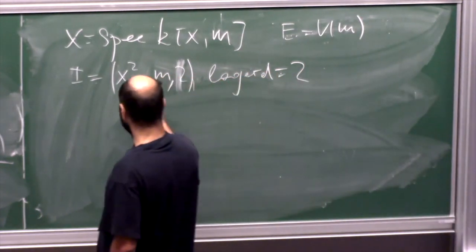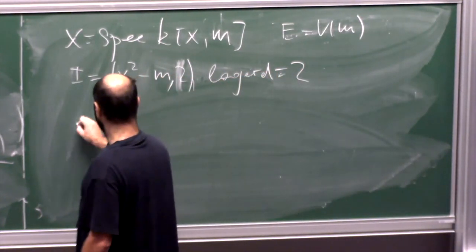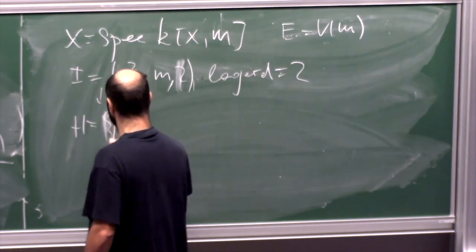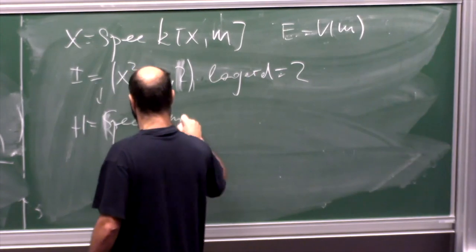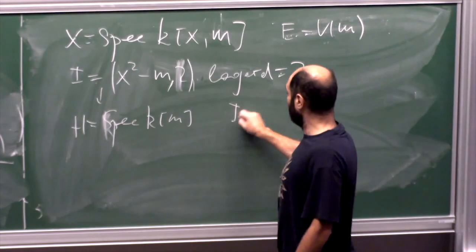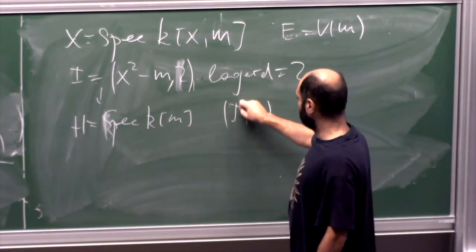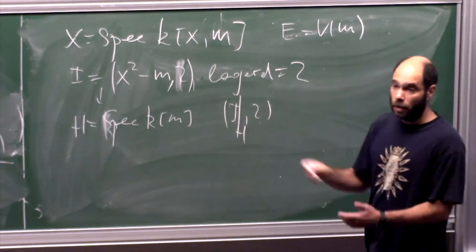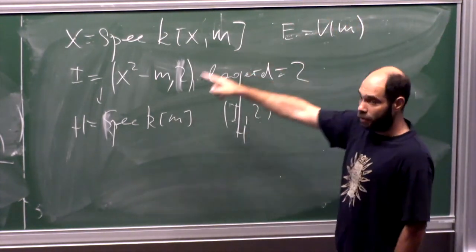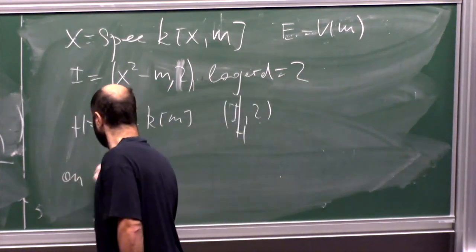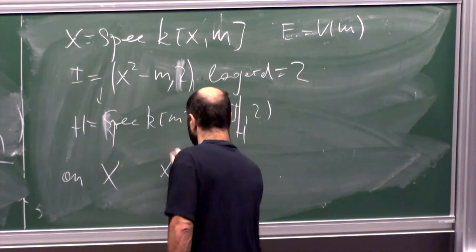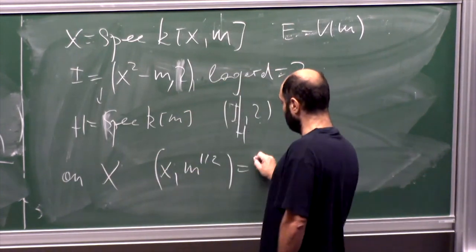Now resolution says that you should go to H, which is Spec k[m]. As you restrict I to H, you have multiplicity 2. So on H you must blow up m to the 1 half. And on X, you must blow up something like x, m to the 1 half. This is the center you must blow up.